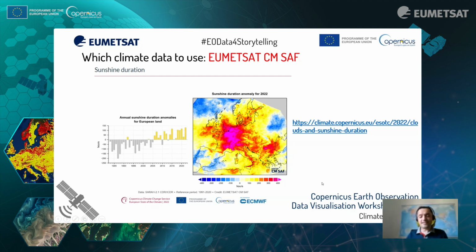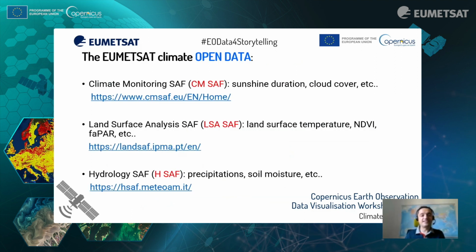And this is something that can actually be done with this kind of data that are open, free, and available for whoever wants to try to use them. As well as the CM SAF data, EUMETSAT also provides other kinds of variables that can be found in the land surface analysis SAF. There are, for example, the LST or NDVI or other variables related to vegetation, or even the hydrology SAF, which is more concerned with precipitation, soil moisture, and even snow products.